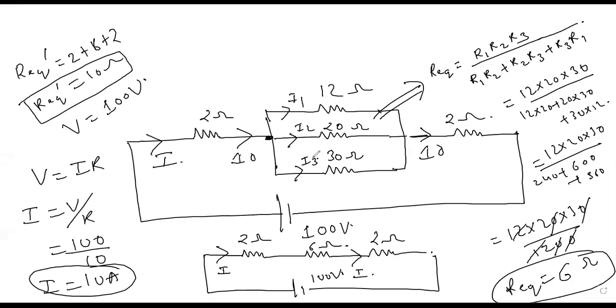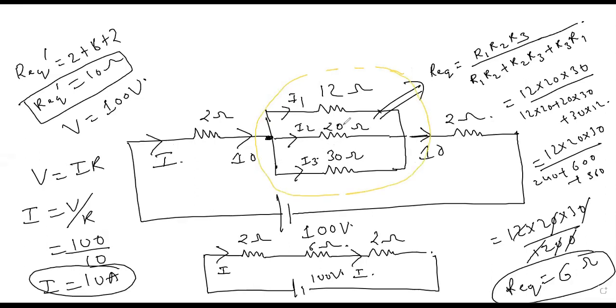Is it fine, students? Yes, sir. Till now? So what we did, we simplified this circuit and found out the current passing through this circuit, the total current. So my intention here is to calculate I1, I2 and I3.